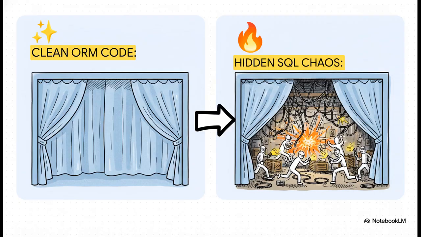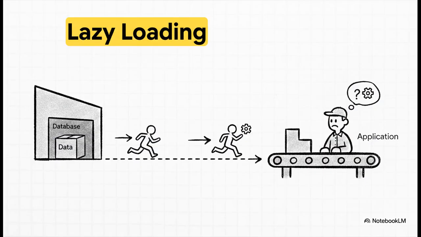And the feature that makes this all possible is called lazy loading. It's the default in most ORMs, and it's designed to be efficient by not loading data until you actually ask for it. It's a fantastic idea when you're just looking up one thing, but it turns into an absolute performance nightmare the second you put it inside a loop.